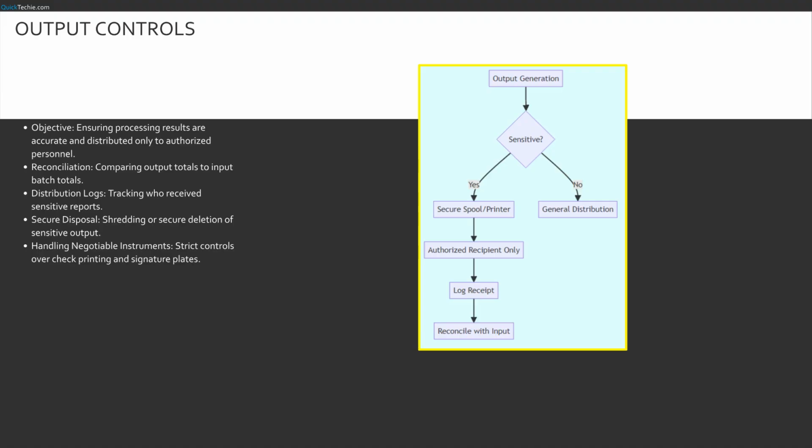Also, consider negotiable instruments. If the system prints checks, we need strict controls over the printer, the signature files, and the check stock itself to prevent fraud. This flow tracks output. From output generation, we determine if it is sensitive.